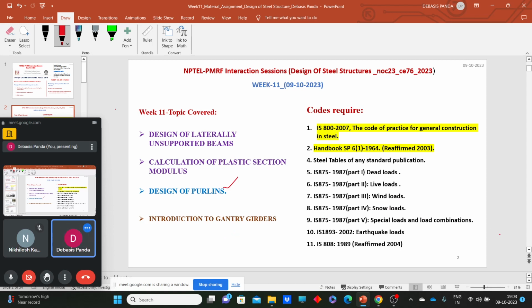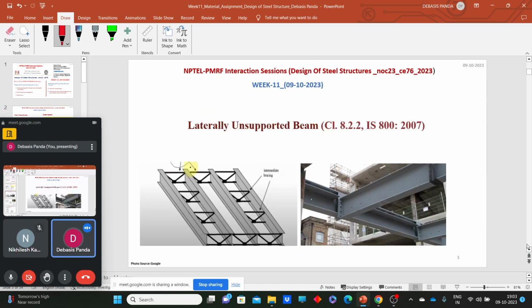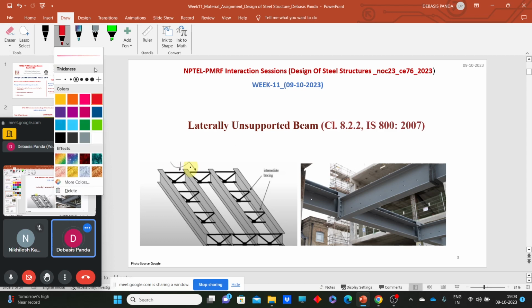So first, laterally unsupported beams. In the last class, we saw the possible design procedures and checks for the laterally supported beam, right?